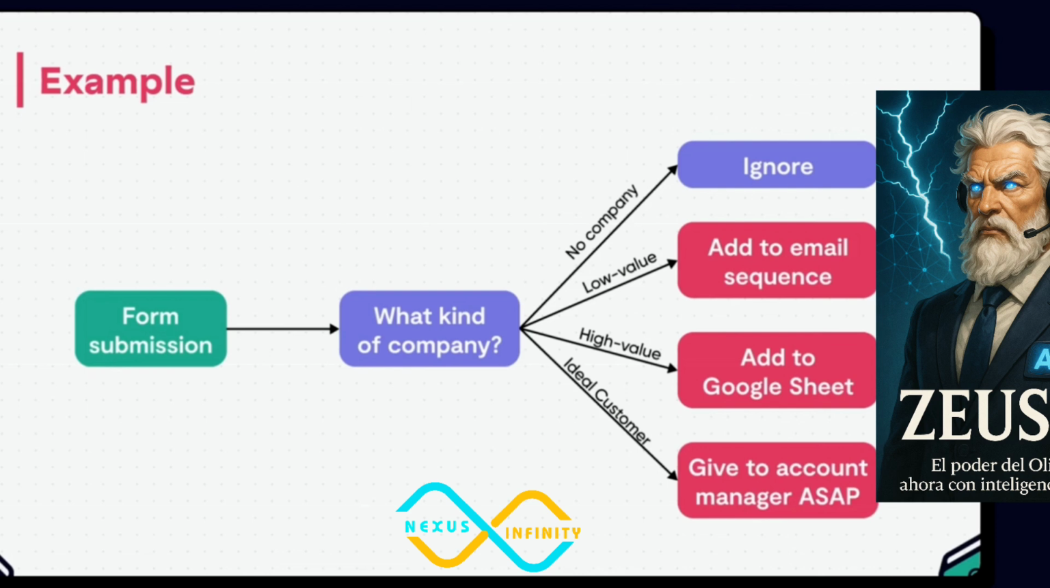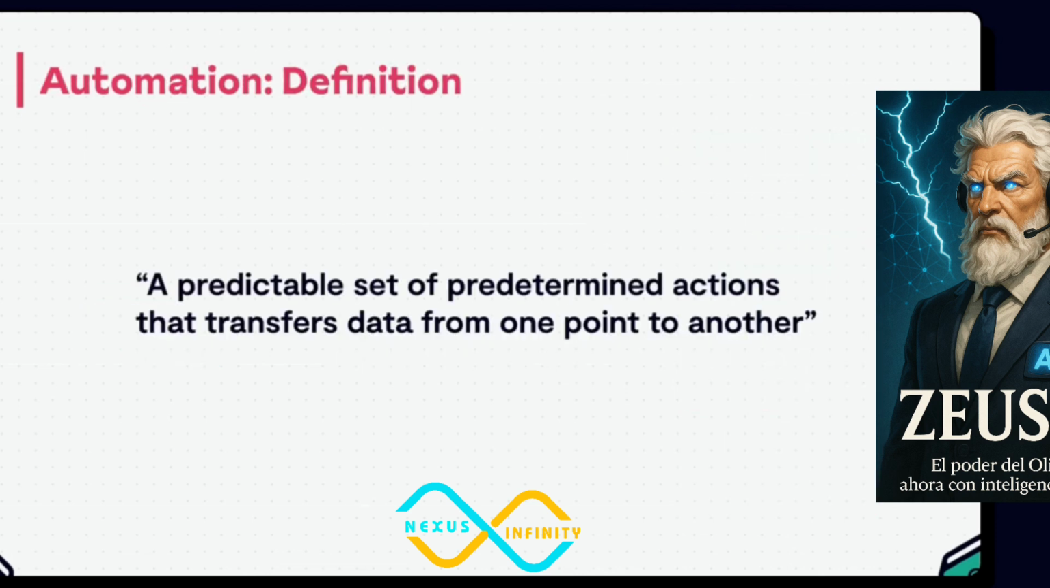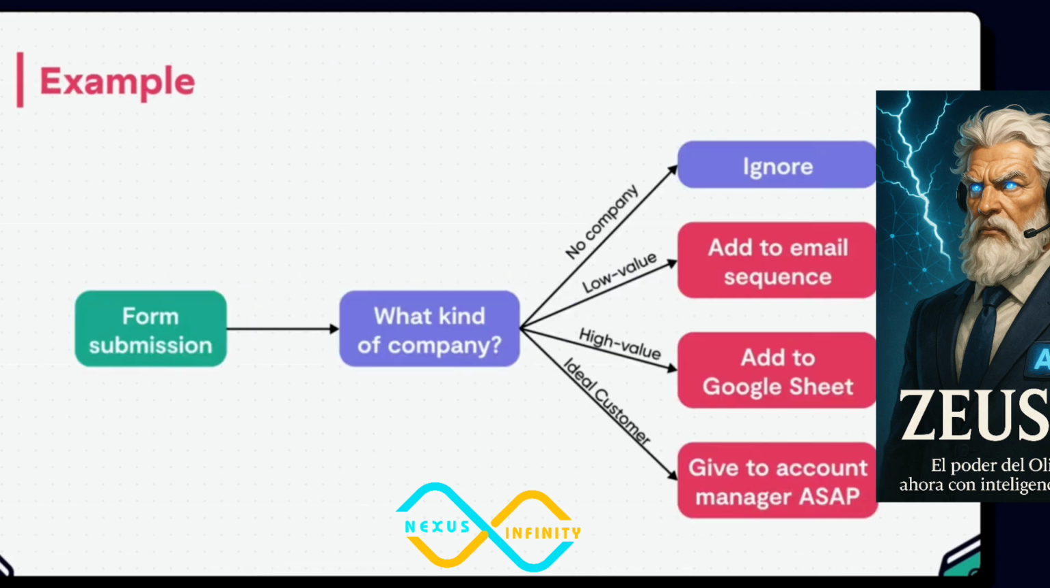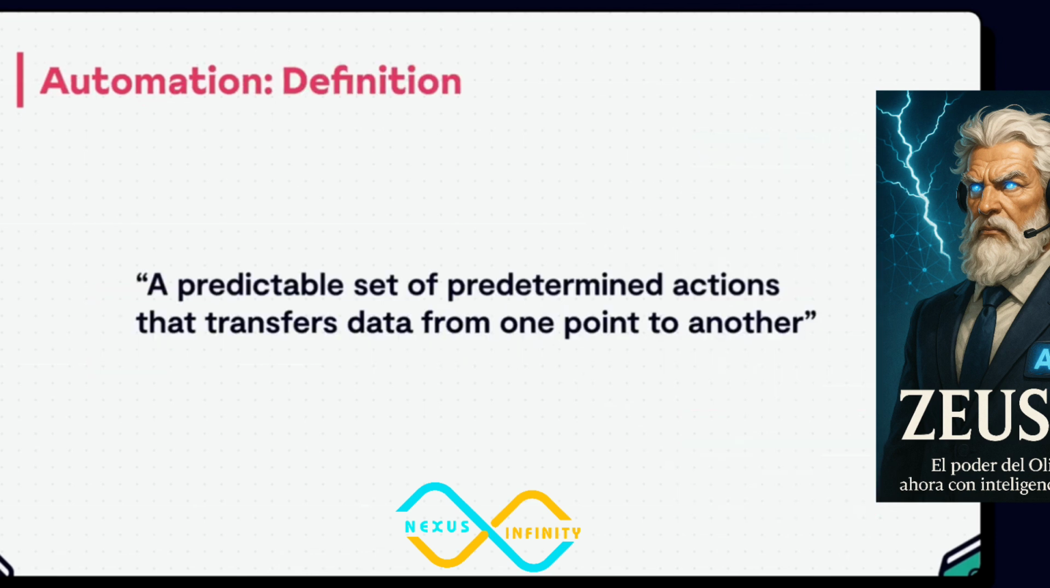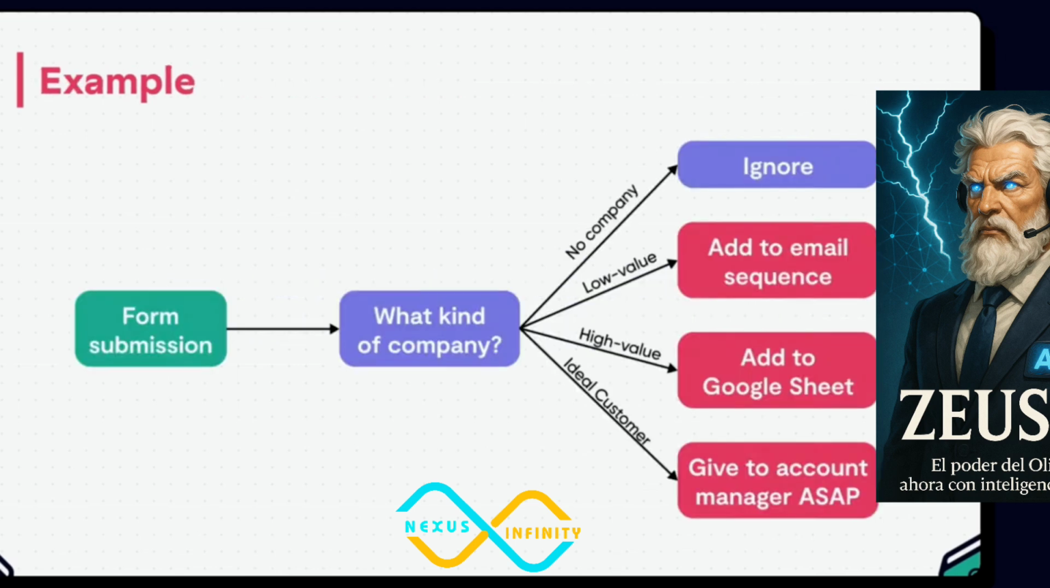So as you can see here, we have a predictable set of predetermined actions. Depending on which kind of company is submitting the form, we have a very predictable set of actions that need to be executed, and we have a data transfer from one point to another, the starting point being the form submission, and depending on what kind of company is submitting the form, we're going to be transferring the data to either an email tool, Google Sheets, or for example Slack to notify the account manager.